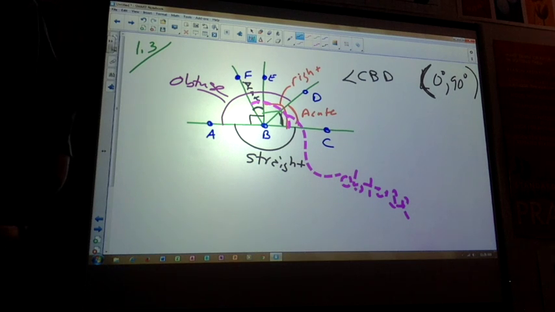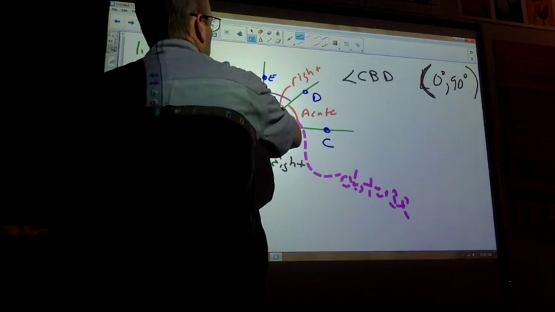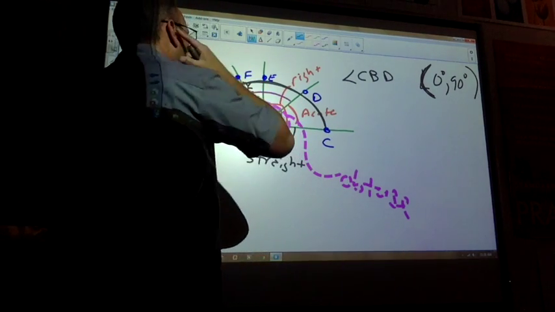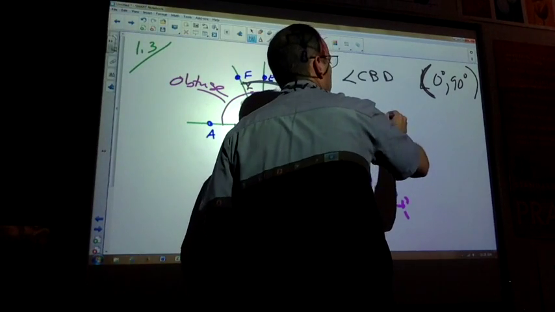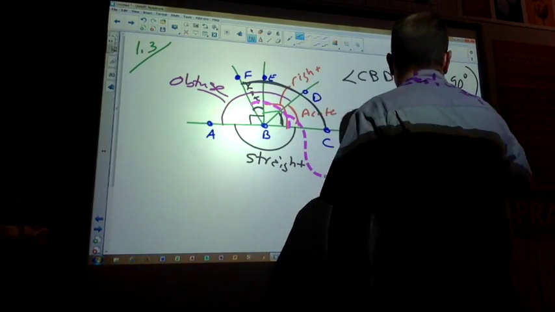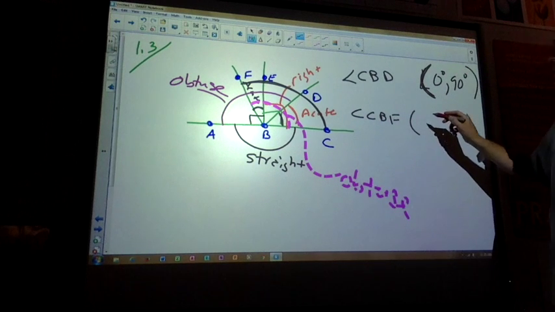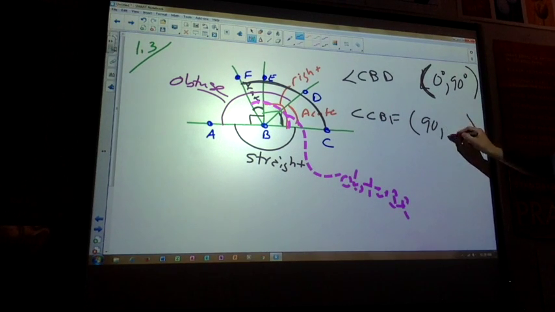CBF. So this one. So we use rounded brackets. Again, you can use greater than less than. I'd say it goes from 90 to 180 using rounded brackets so it doesn't equal it. Cool?